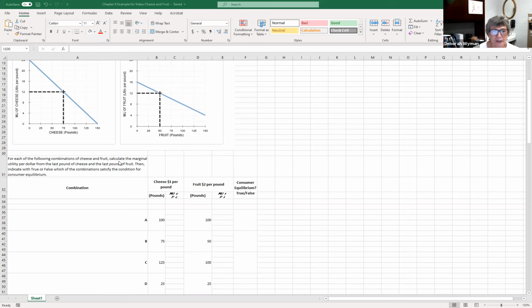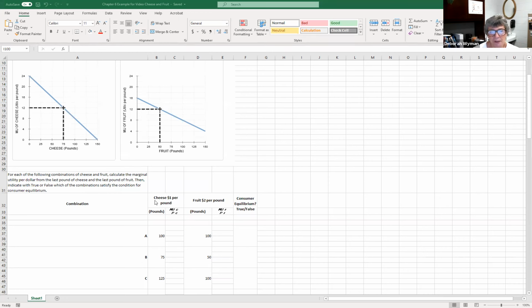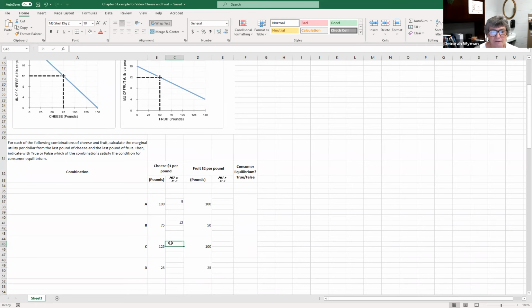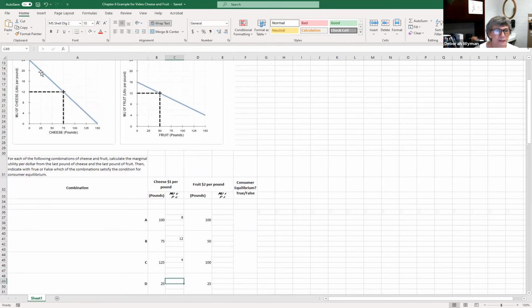So we're going to look at the cheese chart first. And because cheese is $1 per pound, we have marginal utility over price. So when we look at 100, what's the marginal utility? 8. So we're going to put 8 in here. Okay, when we look at 75, the marginal utility is 12. When we look at 125, it is 4. And when we look at 25, it is 20.